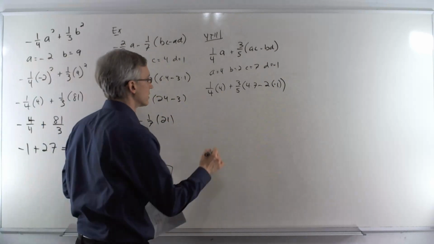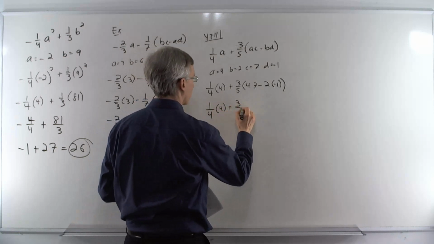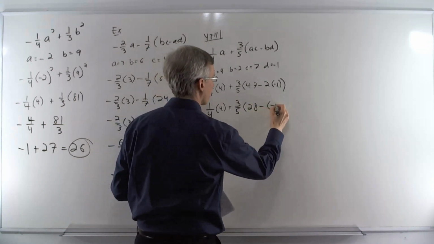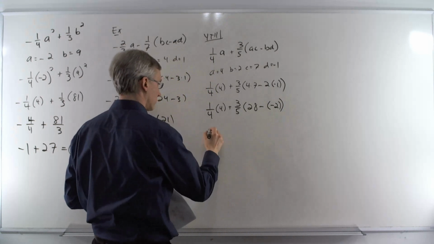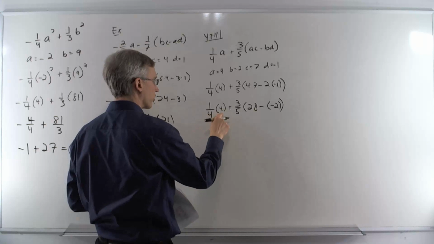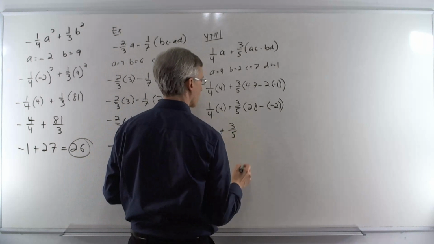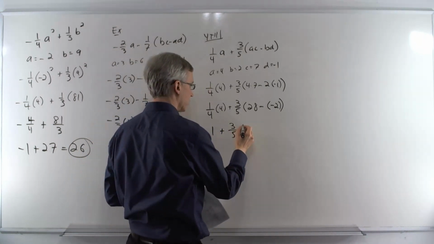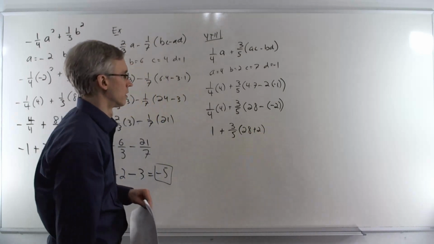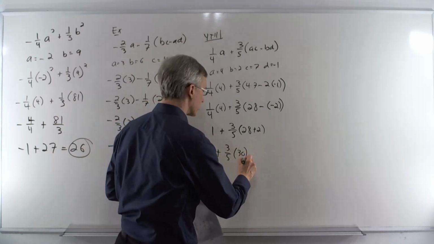Starting inside the parentheses, 4 times 7 is 28, minus 2 times negative 1, which is a negative 2. Since we're separated by addition, I'm going to go ahead and evaluate this one. So 1/4 times 4 is 1, so we get 1, plus 3/5 times 28 plus 2. Adding those together, we get 30.